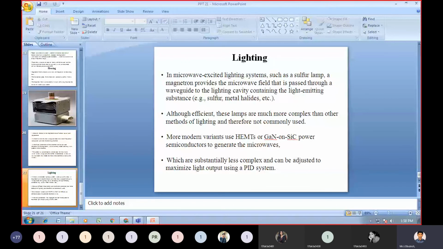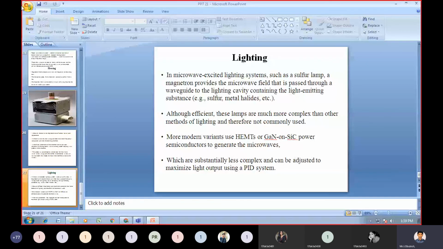And coming to the last one, lighting. In microwave excited lighting systems such as a sulfur lamp, a magnetron provides the microwave field that is passed through a waveguide to the lighting cavity containing the light emitting substance. Although efficient, these lamps are much more complex than other methods of lighting and therefore not commonly used.